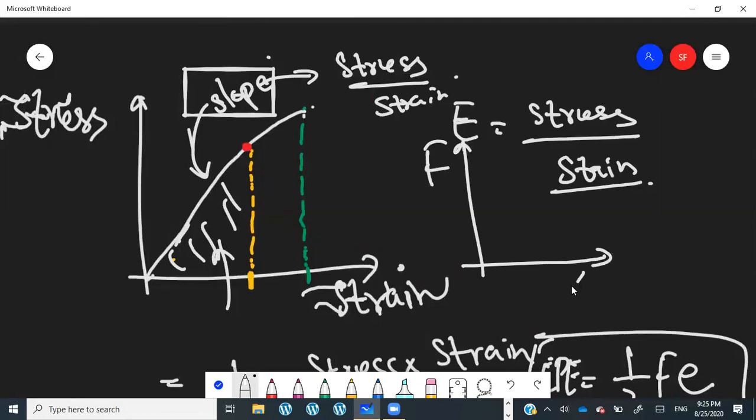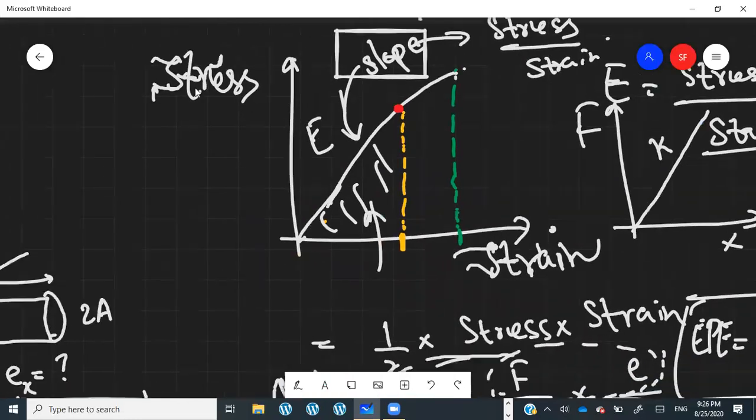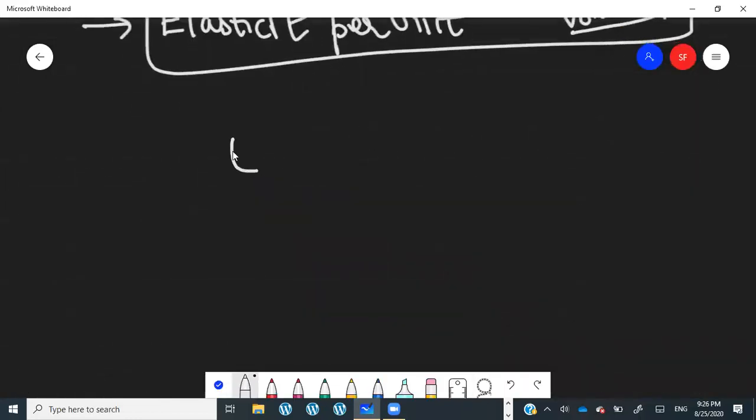Let's look at this relationship. In both the graphs, there is a relationship between their gradients, between their slopes. The slope of this graph represents the spring constant K, and the slope of this graph represents the Young modulus. This Young modulus can also be written in terms of K. Young modulus is equal to FL over AE.